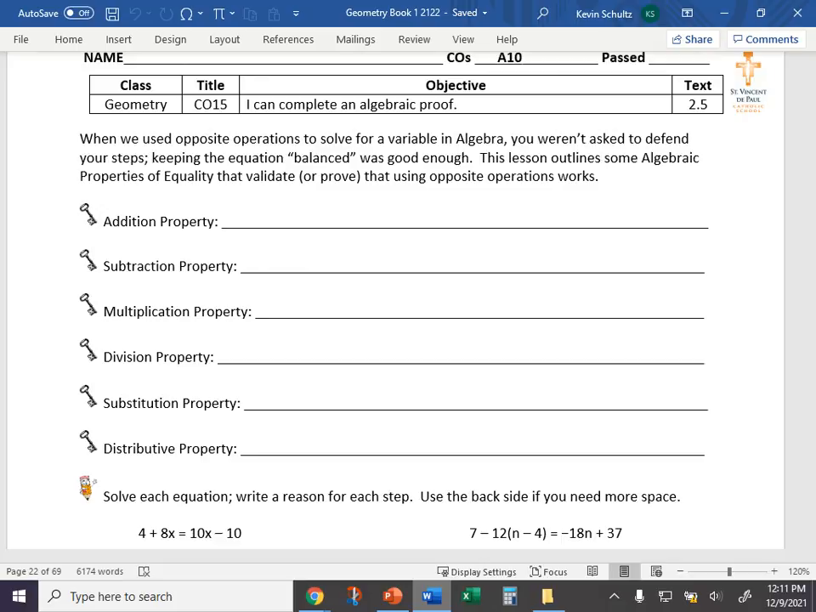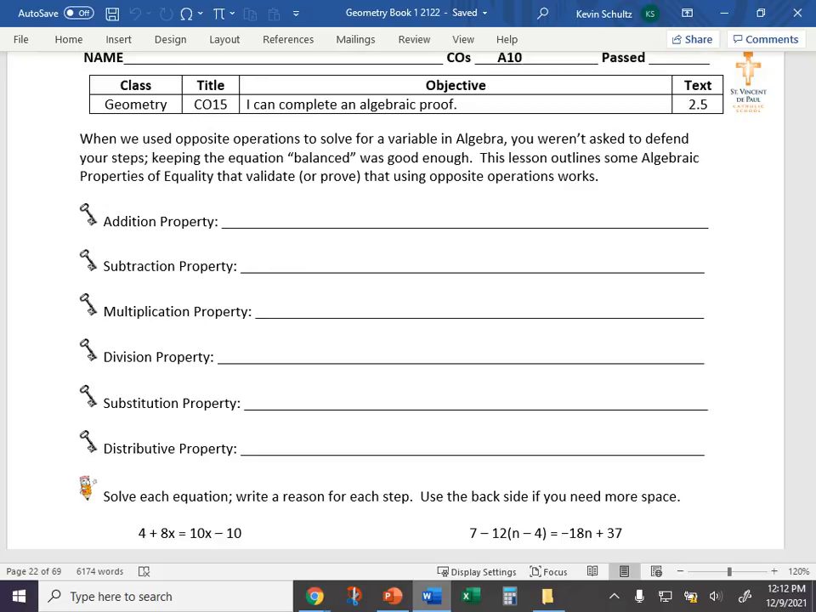Okay. All right. So when we solved equations in the past, we talked about keeping the equation balanced, using opposite operations, all of that stuff, and that was good enough for algebra, right? But now that we're in geometry, we're running proofs, we have to give reasons why. Why can we add something to both sides? It keeps the equation balanced. True. Okay? But what mathematical property, postulate, definition, theorem do we have here?